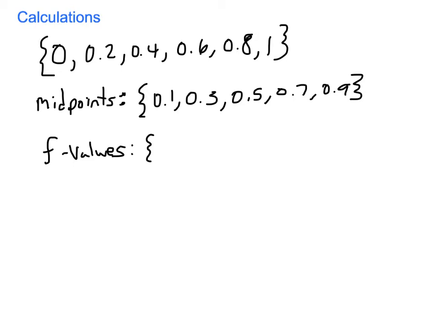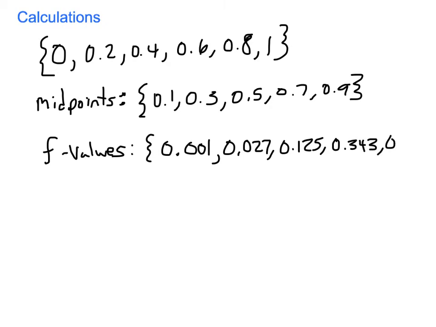So I've gone ahead and done that already. When you cube 0.1, you get 0.001. And when you cube 0.3, you get 0.027. 0.5 cubed is 0.125. 0.7 cubed is 0.343. And then 0.9 cubed is 0.729. Now these are our function values, and in terms of our graph, these represent the heights of each of our rectangles. These are the f values associated with those midpoints.